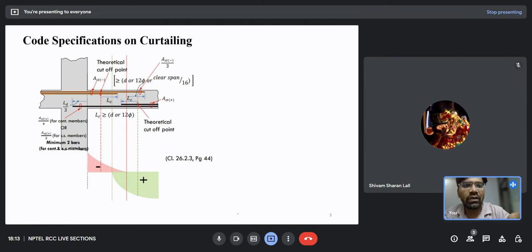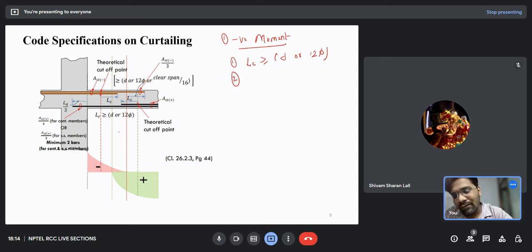So firstly, we are talking about the curtailment specifications for negative moment. What does it say? Firstly, beyond the theoretical cutoff point, extend it by Lc. And what is Lc? Lc should be greater than d or 12 phi. So this was the first point. What about the second point?